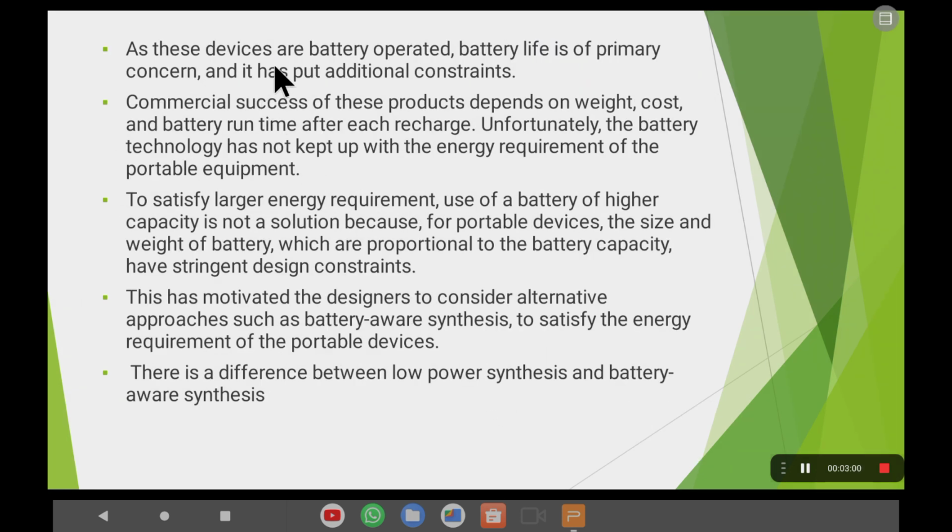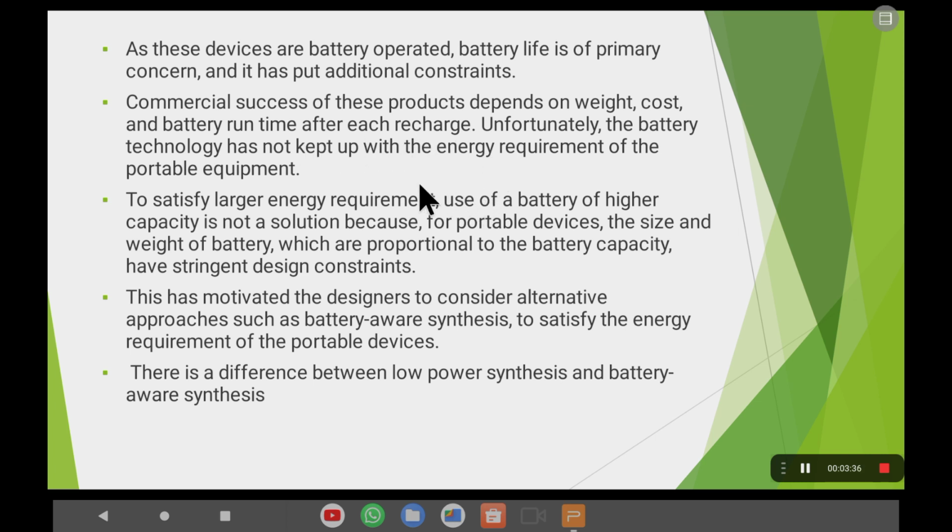Next, as these devices are battery operated, battery life is a primary concern. That means if you charge the device once, it should give more and more hours of battery. Obviously, that is one of the best indicators of the success of the device. If the battery life is very limited, that is also one of the parameters we have to consider for the failure of the device. As well, the commercial success of these products generally depends on weight, cost, and battery runtime after each recharge.